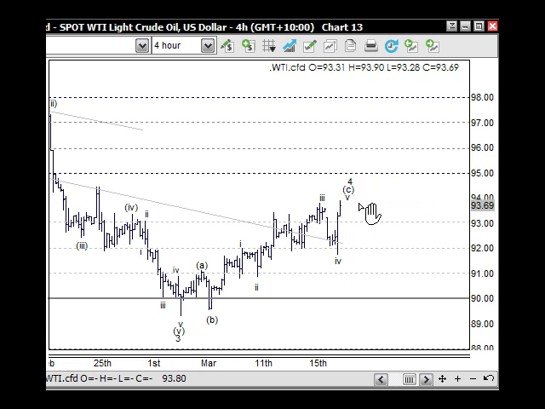So let's just allow that to unfold, and let's see how that goes. So we're looking for it to fail support on the 93 there. That would be 93 as a retested resistance, would be the first sign of weakness. And you could probably short that as well, but it's higher risk because you're moving against this trend here. So that's why the 92 would be the important point there.